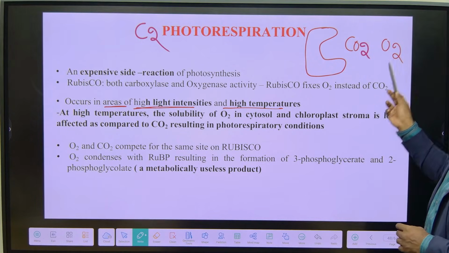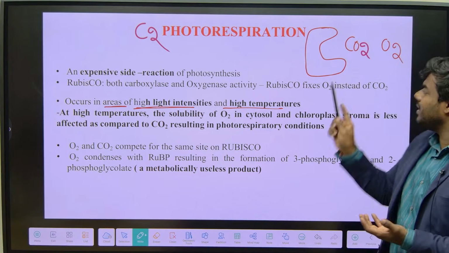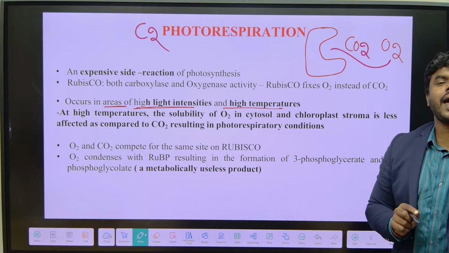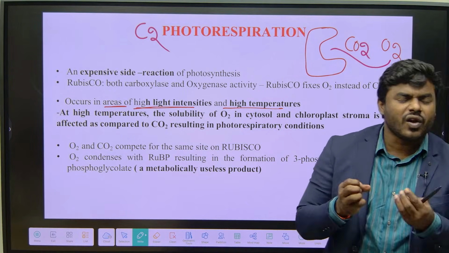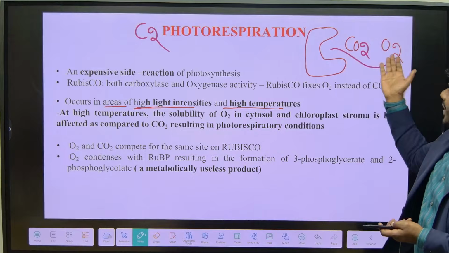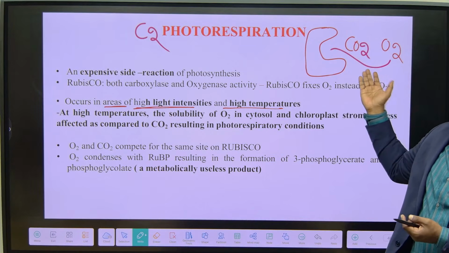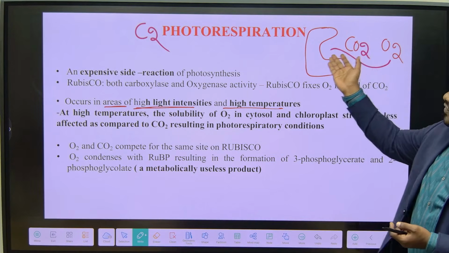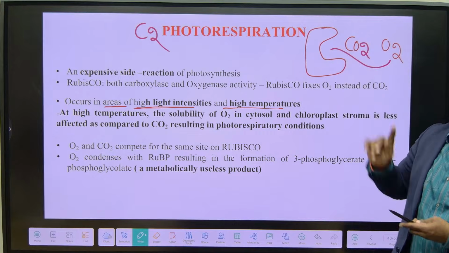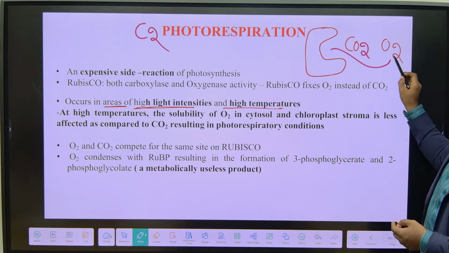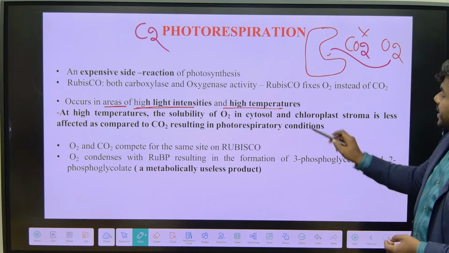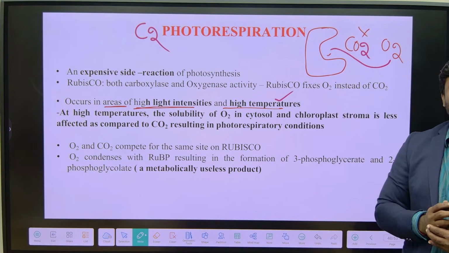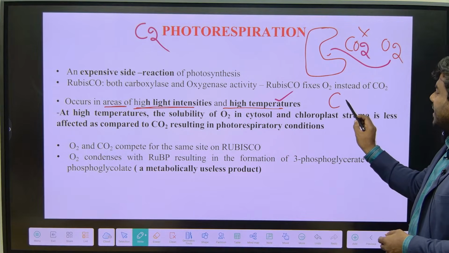Whichever is more available in quantity will go and combine with the active site, and then Rubisco can fix it. You're getting it? Rubisco cannot differentiate between carbon dioxide and oxygen, I mean in terms of the active site. Whichever it fixes, it will catalyze that specific reaction only. But why will oxygen go and combine with the active site instead of carbon dioxide? The reason is the high temperature. What happens when the temperature is high?